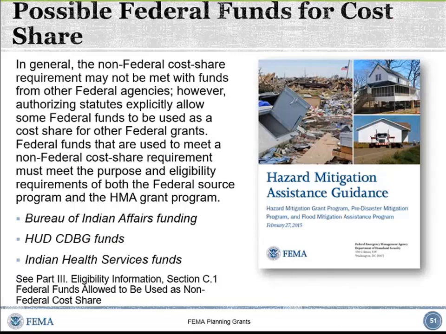Okay, enough of that. Possible federal funds for cost share, very, very important for tribes. Most, if not all, Bureau of Indian Affairs funding, HUD Community Development Block Grants, and Indian Health Services funds are all eligible federally provided funds that can be used as match to PDM. Most other federal grant programs cannot be used as match to PDM, and PDM cannot be used as match to other federal grant programs. But for tribes, you have these three special, usually fairly large funding streams that can be used for match if you need it.